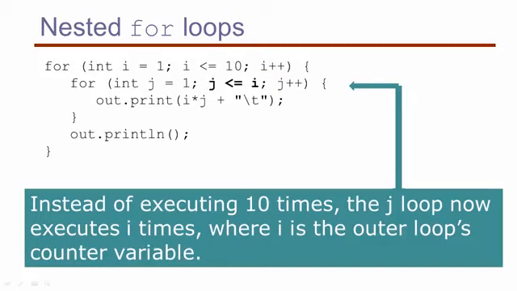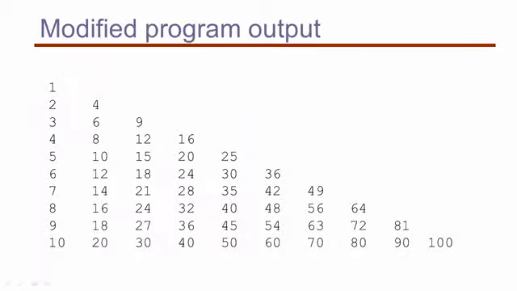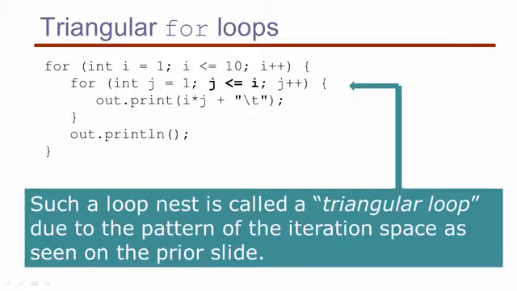When i is 2, the j loop iterates twice. As a result, the number of values printed on each line grows as the value of i grows. We see one multiple printed on the first line, 2 multiples printed on the second line, all the way down to 10 multiples printed on the 10th line. Due to this triangular pattern of the iteration space, we call such nested loops triangular loops.